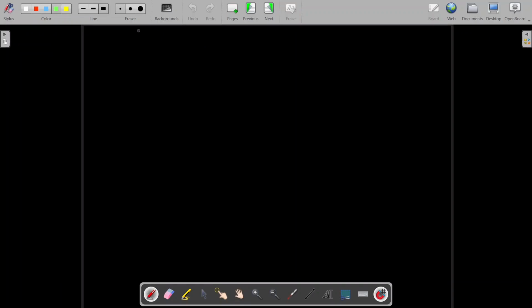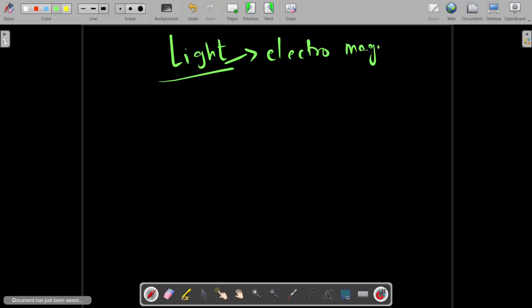Okay, what is light? Light is a thing which you see every day, right? In your home you have an electric bulb that emits light. In the same way, the sun also emits light. First of all, what is this light? Everyone says that light is an electromagnetic radiation, right?